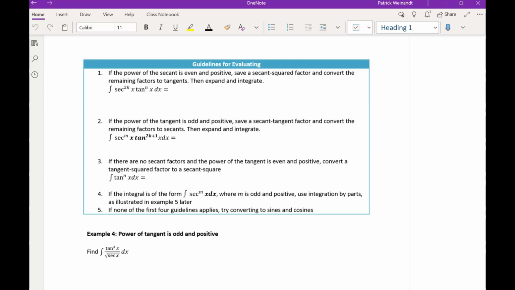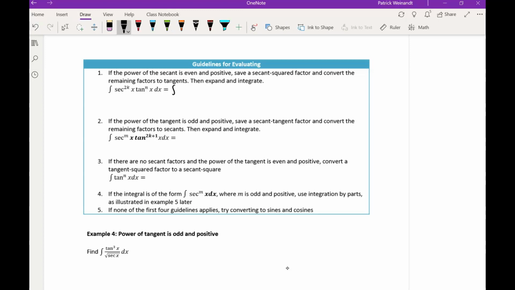Okay, so for rule number 1, if the power of the secant is even and positive, save a secant squared factor and convert the remaining factors to tangents. The reason you do that is because if we want to get things into u du, and our u is tangent, the derivative of tangent is secant squared. So our goal is to save a secant squared factor and convert the remaining factors to tangents.